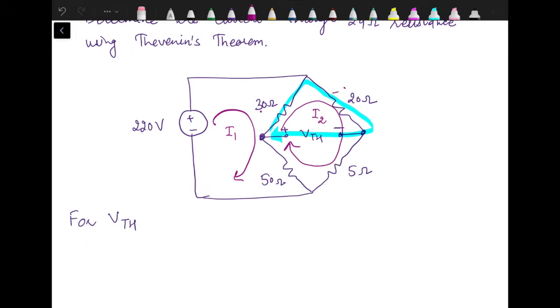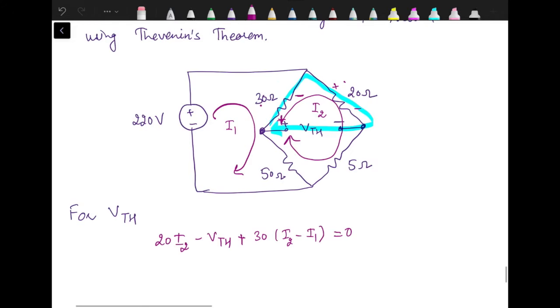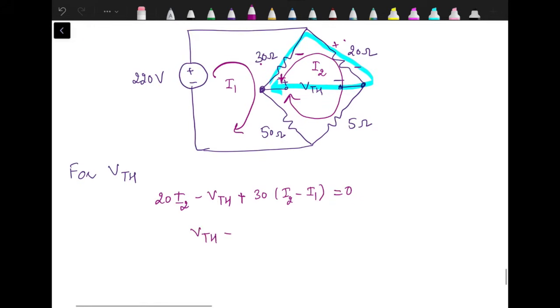Starting from this 20 ohm resistance, this will be the voltage drop polarity. Then the voltage drop polarity across the 30 ohm resistance is lower terminal positive and upper one negative. So it will be 20 into I2 minus VTH plus 30 into (I2 minus I1) equal to 0, which will give us VTH as minus 30 I1 plus 50 I2.